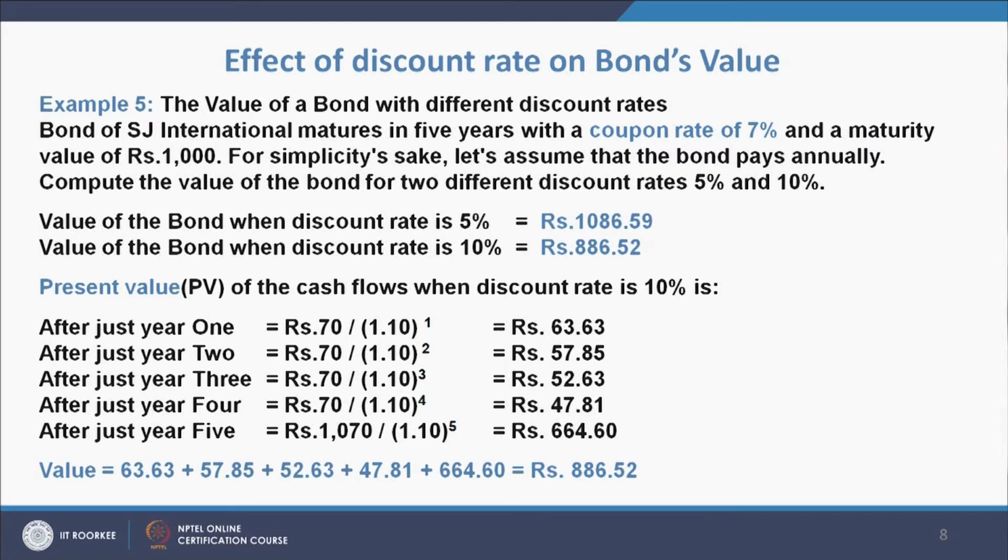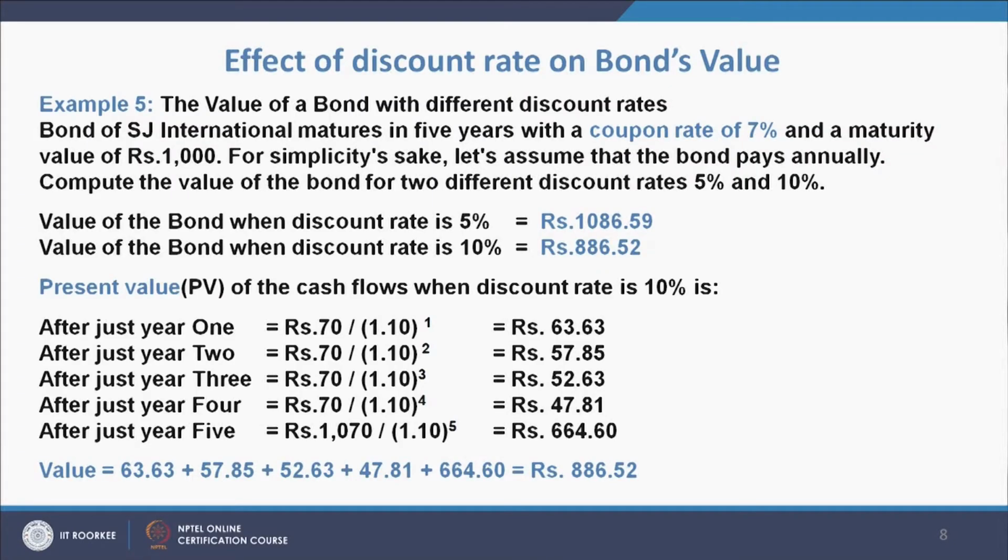Now, this 5% value and 10% value have been taken with a purpose. 5% is less than 7% and 10% is more than 7%. So, the value of the bond when the discount rate is 5% is 1086.59 and the value of the bond when the discount rate is 10% is 886.52 and the value of the bond when the discount rate is 7% is 1000. So, what we saw is that when the discount rate is 5% the value is more than 1000 and when the discount rate is 10%, which is more than 7%, the value is less than 1000.